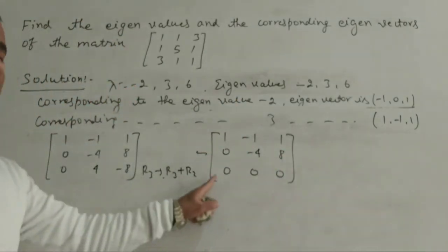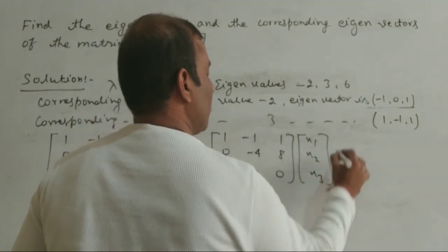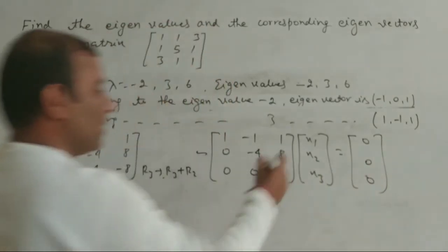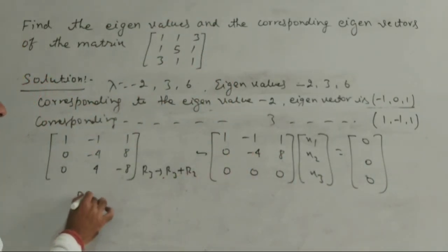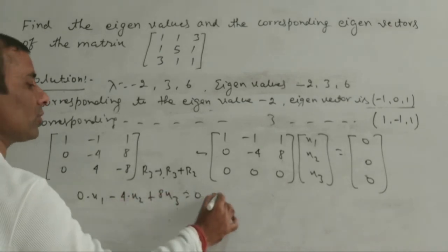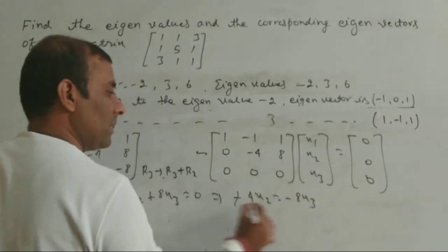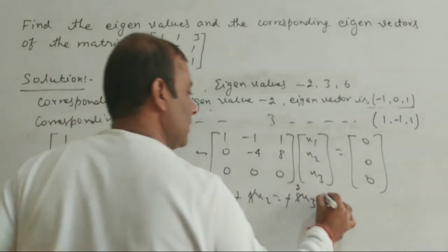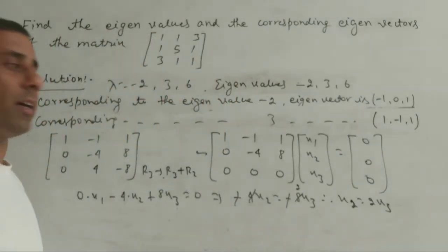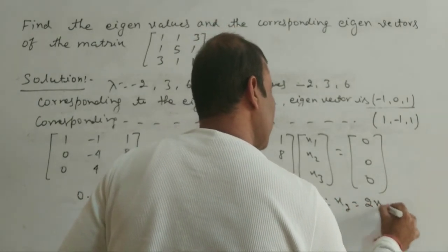Clear? Now we have to solve this equation, that is x1, x2, x3 equals 0 0 0. Make the equation and solve. So it becomes 0 into x1 minus 4 into x2 plus 8 into x3 equals 0. That is minus 4x2 equals minus 8x3. Minus minus cancels, this is twice 8. So we have x2 equals 2x3. Therefore the value of x2 equals 2x3.